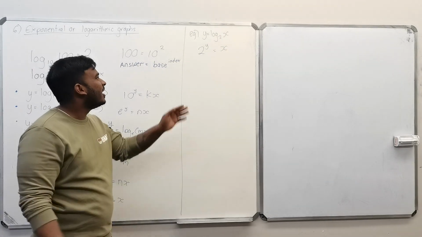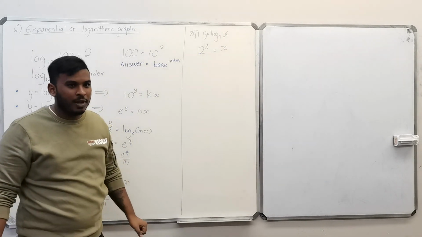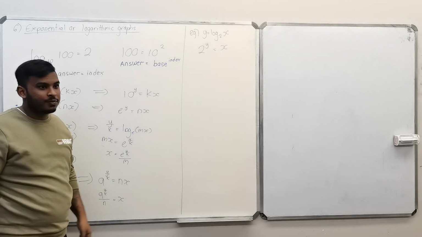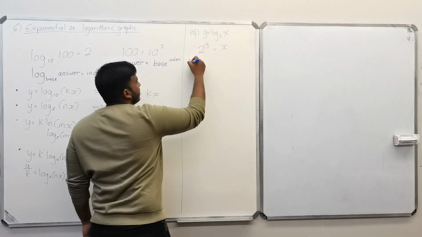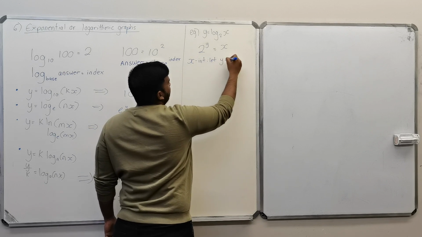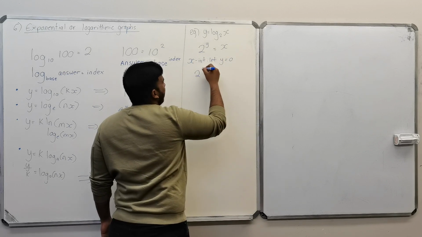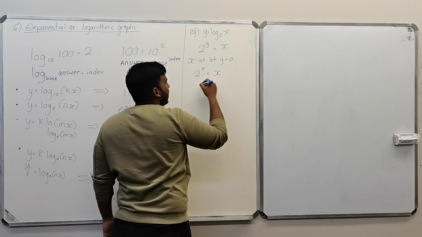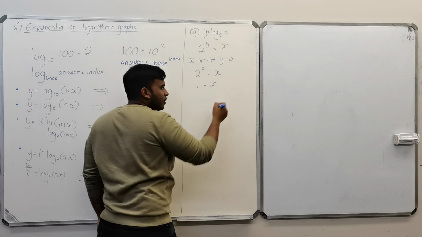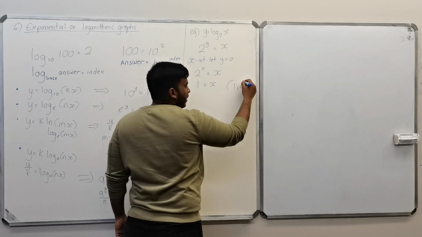Thank you. Okay, now we've got an exponential form. Now when we want points for the graph, what would you do? So you'll say x-intercept, let y equal to 0. So this would be 2 to the power 0 is equal to x. x would be equal to 1. Right? That's your 1 value. Your coordinates would be 1 and 0.